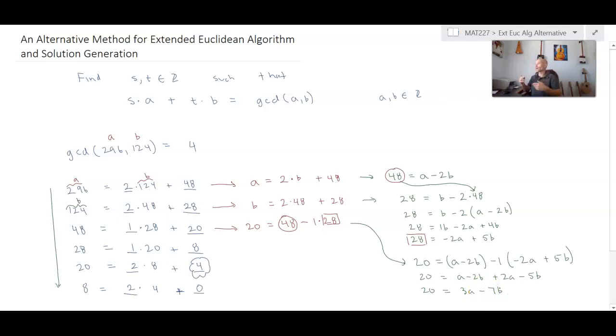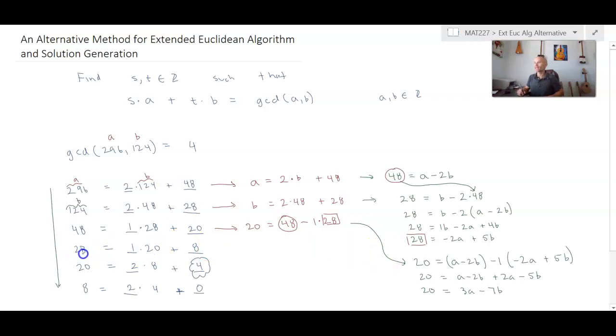Now, just as a quick check along the way, if I take 3 times my a value, 3 times 296, minus 7 times my b value, which is 124, I should ensure that I get 20, which I do. If I didn't get 20 when I carried out this operation on a and b, I know I made a mistake somewhere in my substitution. Well, guess what? Now it continues on, and now my previous two substitutions will take place.